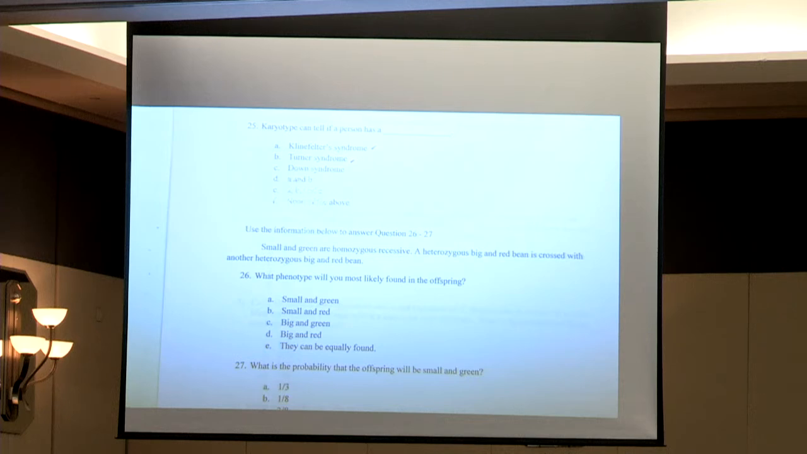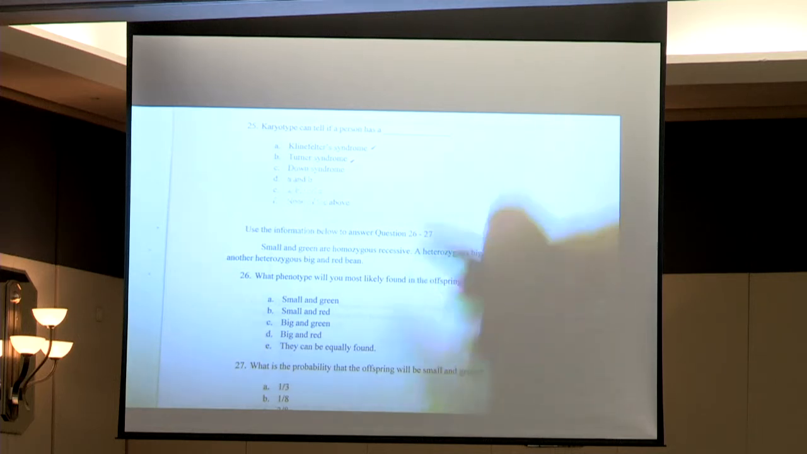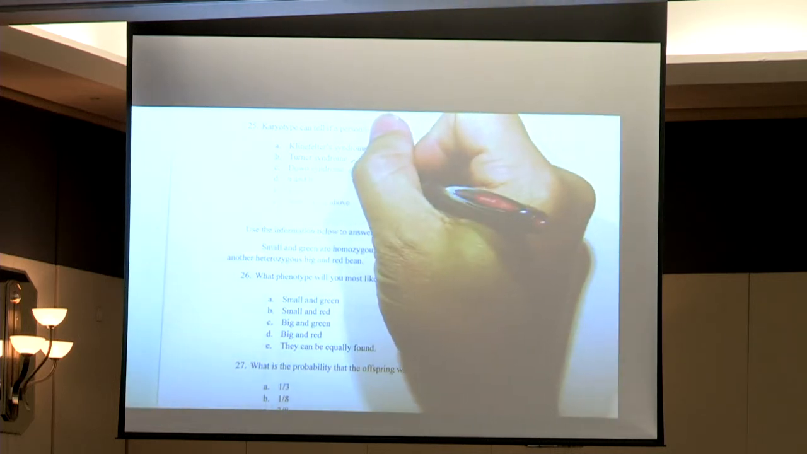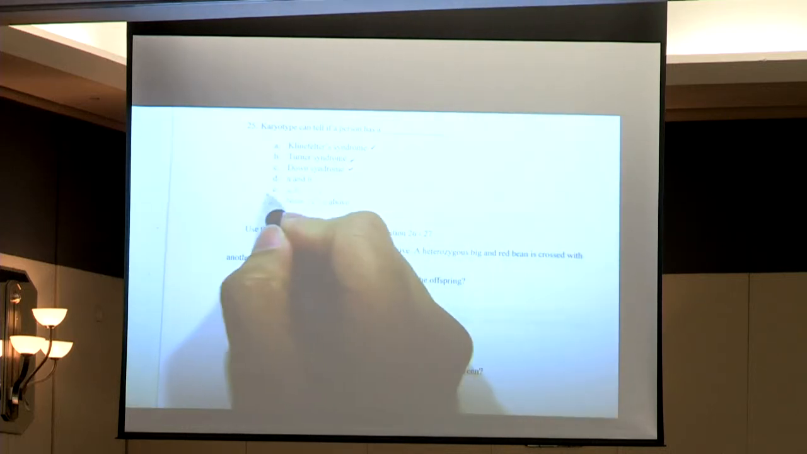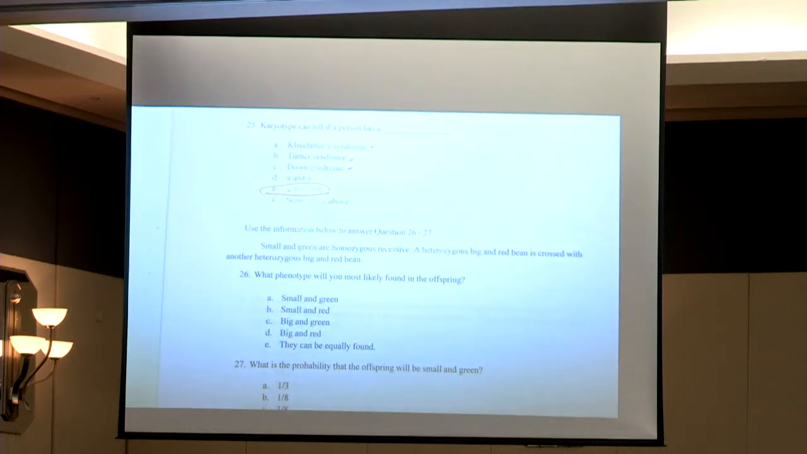What about Down syndrome? What's the nickname for Down syndrome? Trisomy, right? What chromosome number? 21. So if chromosome number 21 shows up three times, then you have Down syndrome. So all of them. So the answer would be all of this.